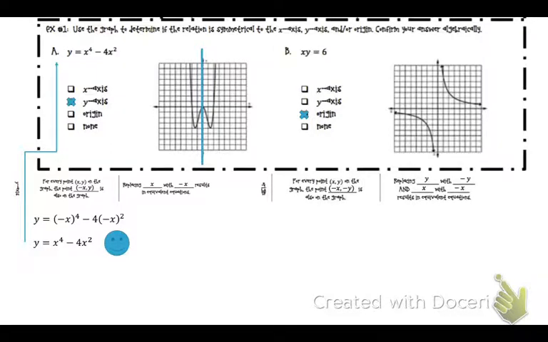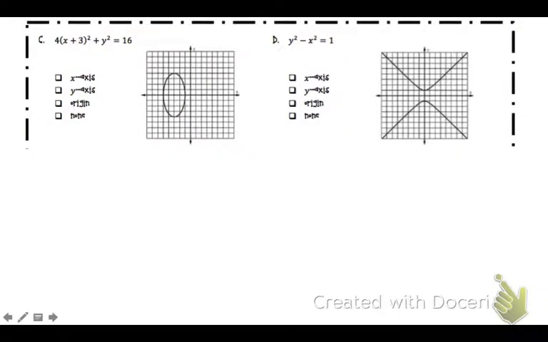Okay, but it is symmetric with the origin, so we're going to check this algebraically. So I'm going to have to replace my y with negative y and my x with negative x. So this becomes negative x times negative y equals 6. A negative times a negative is a positive, so that's xy equals 6. It's the same exact equation I started with, so that was correct. Smiley face, awesome.